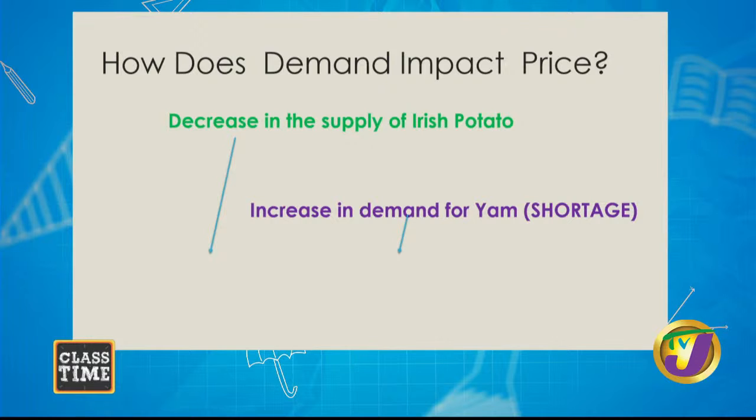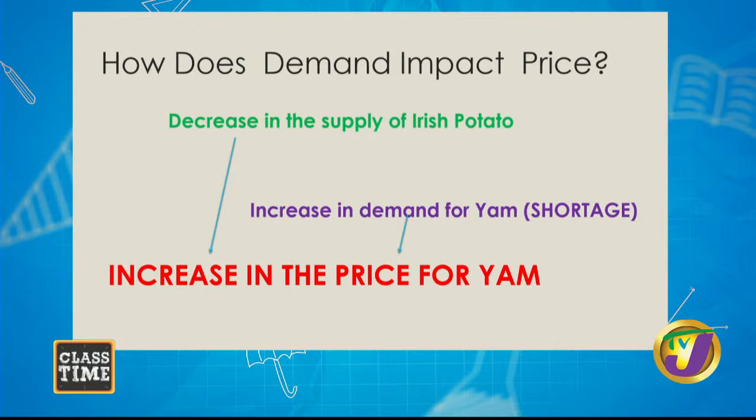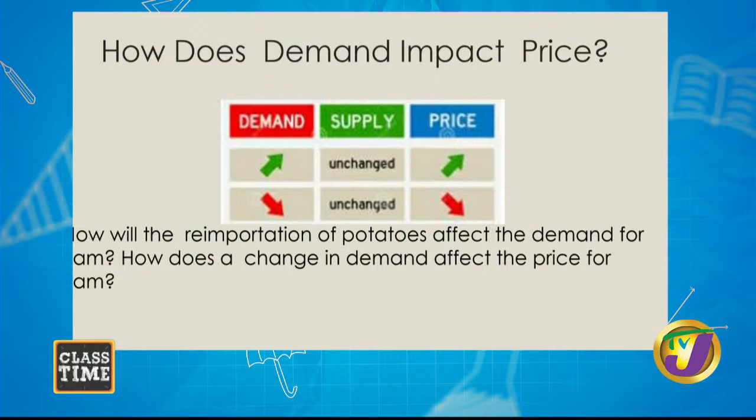Now the result, how the demand would impact the price for yam, is that we would have an increase in the price for yam because we have an increase in the demand for yam. So once you have an increase in the demand for an item, we will normally have an increase in the price of these items within the market space. Now, let's go further to look at the demand impact on prices.